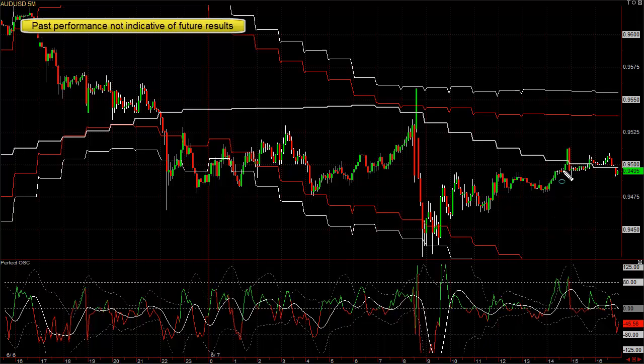Here is 255. And you can see, this happens the majority of the time. That's why I call it very accurate, very predictive. This perfect oscillator is also at an extreme. The trend was down all day.